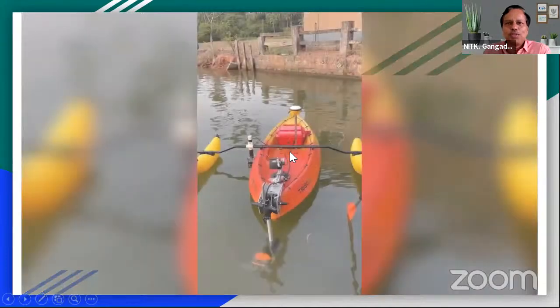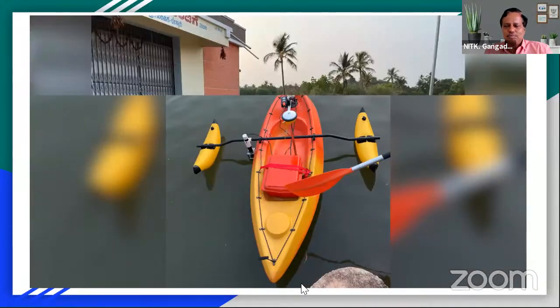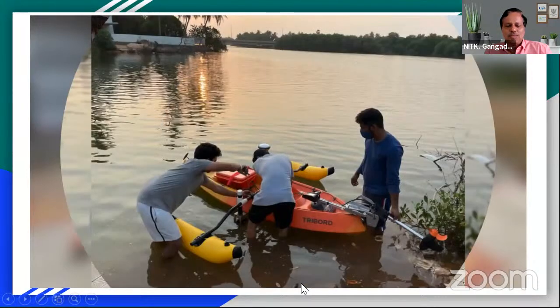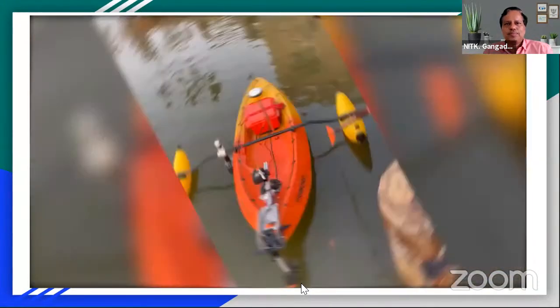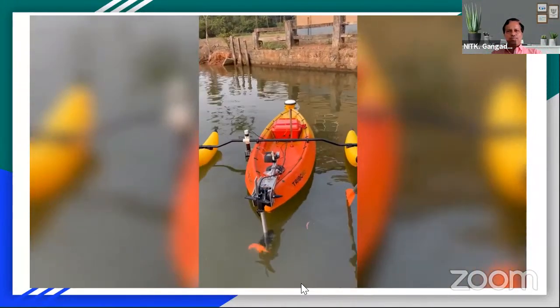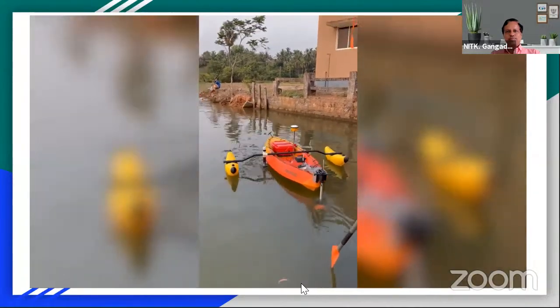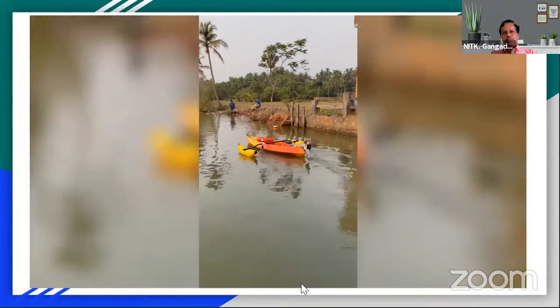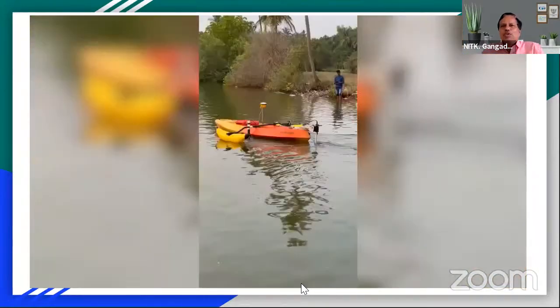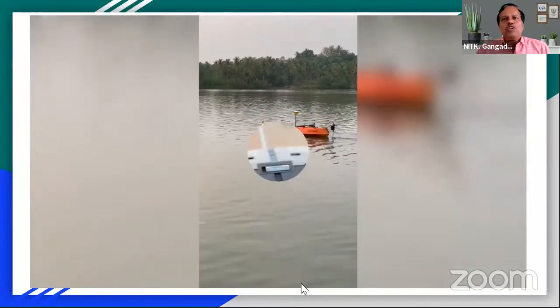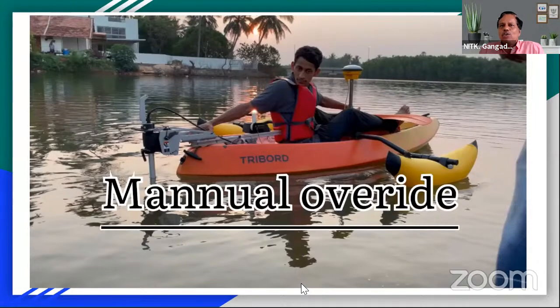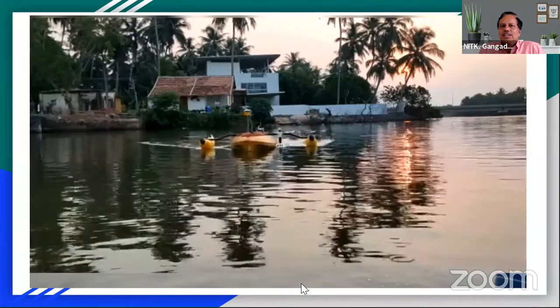So I'll just show you one video, let me see whether it works. In this demo, we are not going completely autonomous. There is a person who is going to override if required. This is a manual override. Earlier, what I showed was a remote override.